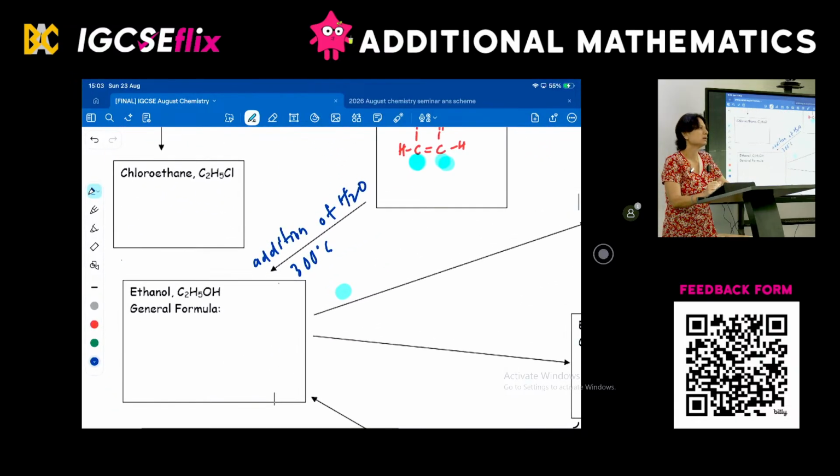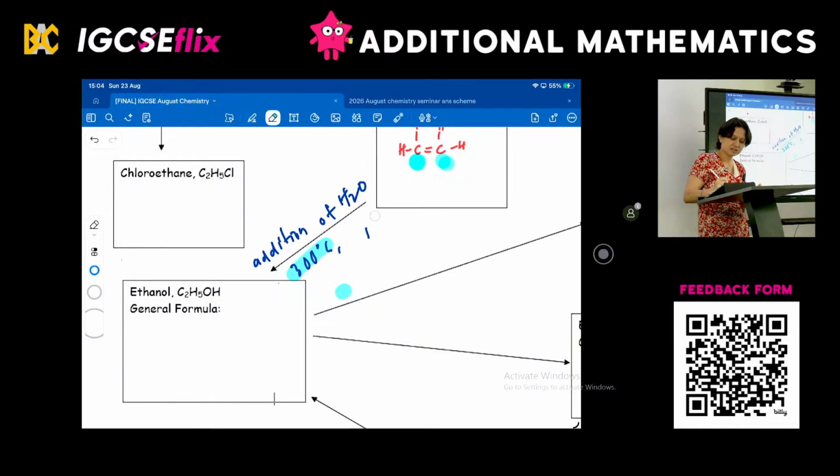Okay. Catalyst. This one needs temperature. Okay, this one is another very common question. Got a lot of things to ask. Temperature, pressure, catalyst. 60 atmosphere. Okay, 60 atmosphere is the pressure.